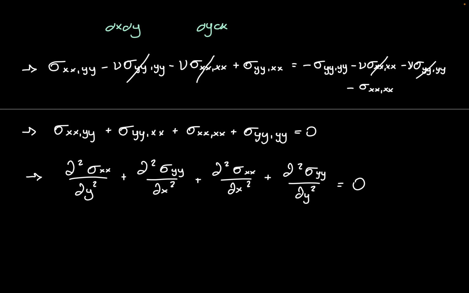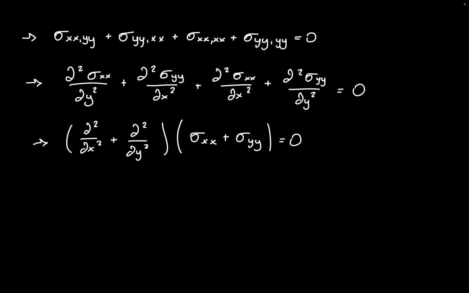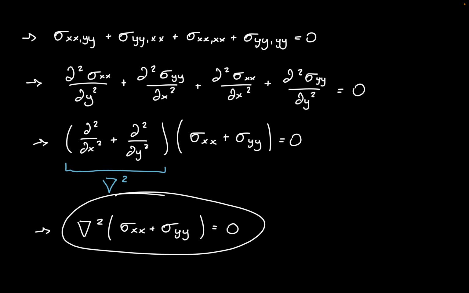Now what we can do is factor out partial squared over partial x squared plus partial squared over partial y squared. And from this, we're left with sigma xx plus sigma yy, and that's going to be equal to 0. Now notice here, this term is equal to the gradient squared. So we are pretty much done, because now we can write that the gradient squared of sigma xx plus sigma yy is equal to 0. And we just proved it.